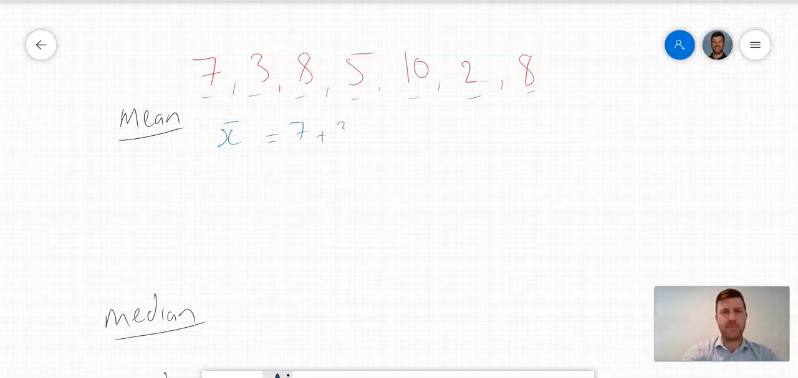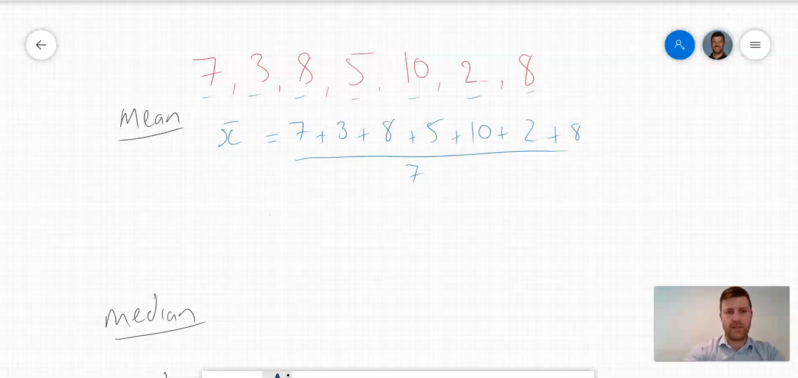So 7 plus 3 plus 8 plus 5 plus 10 plus 2 plus 8 divided by the number of values. We already said there's 7 values there, so divided by 7. I've already worked this out, so it's actually 43. Sum of all those values, divide that by 7, and we get an average of 6.14. It's 2 decimal places. Okay, so that's your working out. It's the sum of all the values divided by the number of values. Okay, that's the mean or the average.